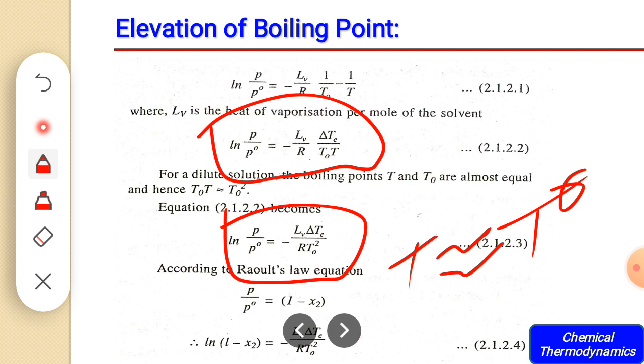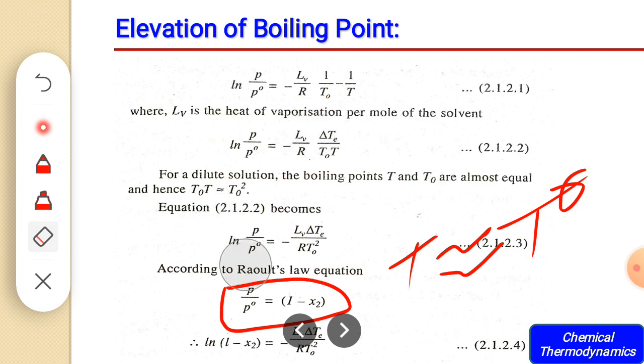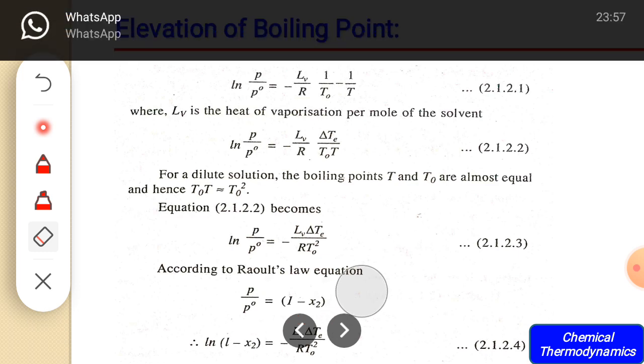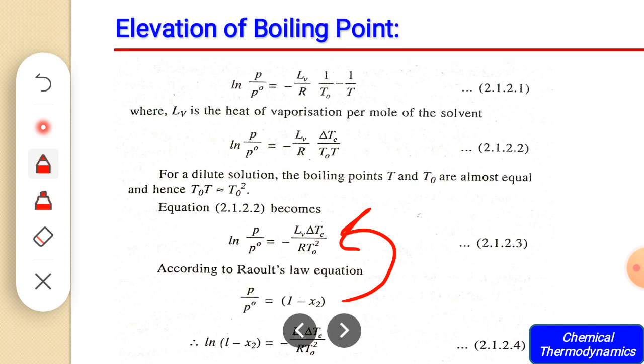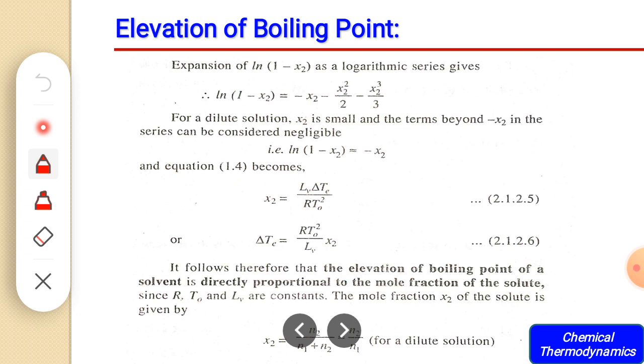Dear friends, we already discussed Raoult's law in the previous part of the video, and the equation for Raoult's law is P upon P0 equal to 1 minus x2. So we can put this equation in this equation. If this is the case, then P upon P0 is simply replaced by 1 minus x2, so ln of 1 minus x2 is equal to minus Lv delta Tb divided by R into T0 square.